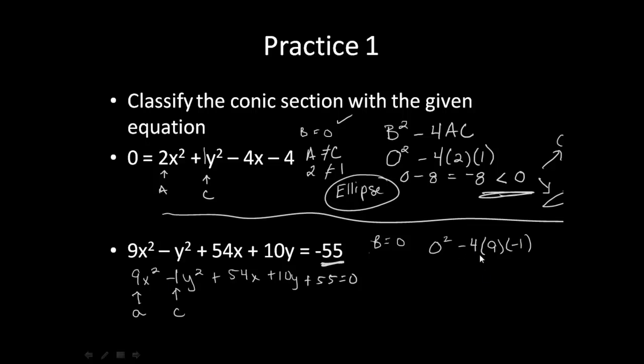Well, when I multiply that out, I get 0 minus 4 times 9 times negative 1 gives me a negative 36. Well, minus a negative turns into plus a positive, so I get 36. So in this case, my discriminant ended up being greater than 0, which automatically leads me to a hyperbola.